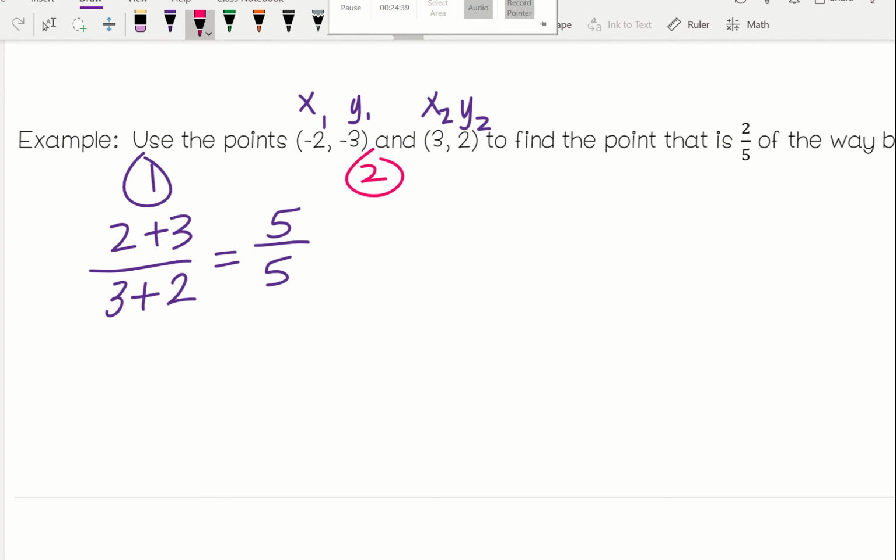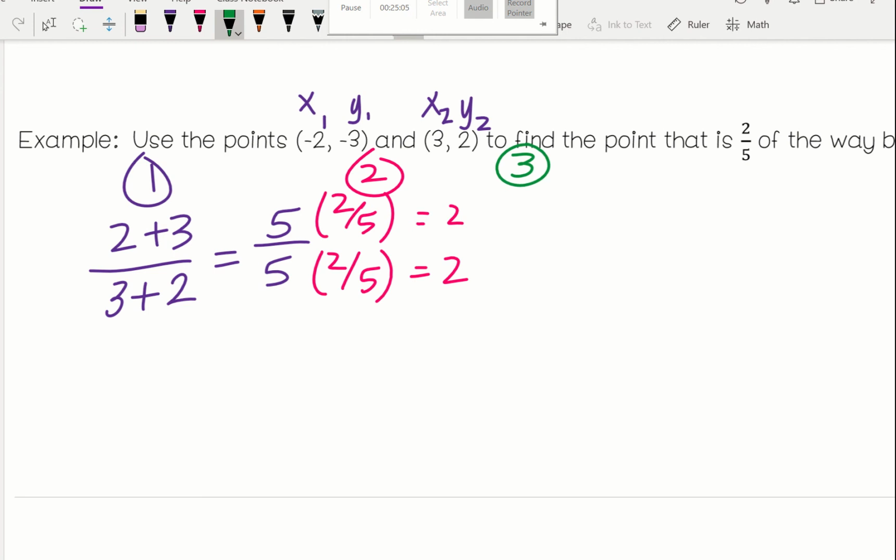Step 2. Caleb, what'd you do for step 2? I multiply by 2/5, which gives me 2 for both of them. Okay, step 3. Chad, what do I do in step 3? Just read off step 3 to me. Oh, add the answers from number 2 to the leftmost coordinate value.